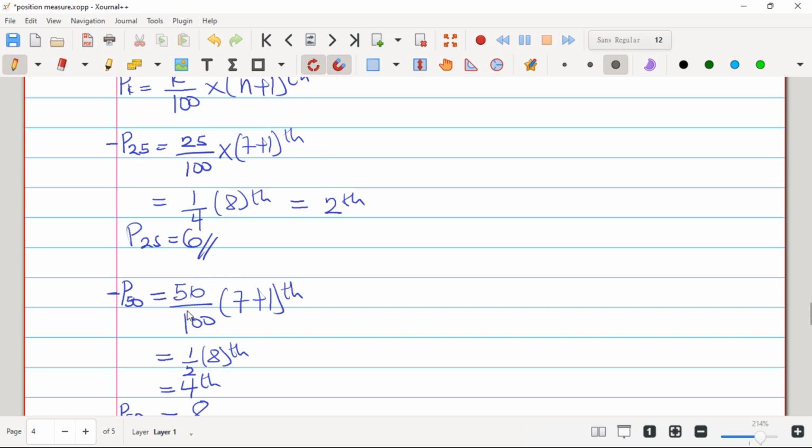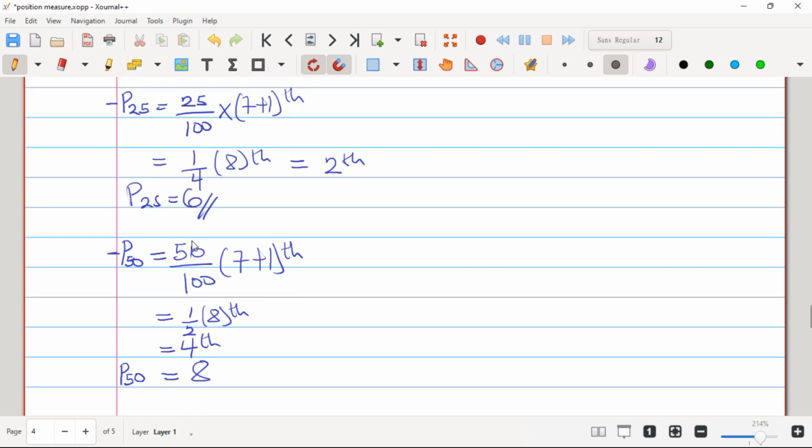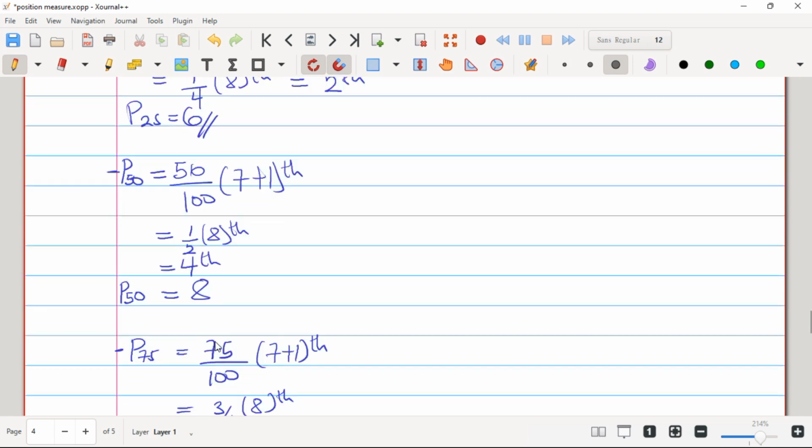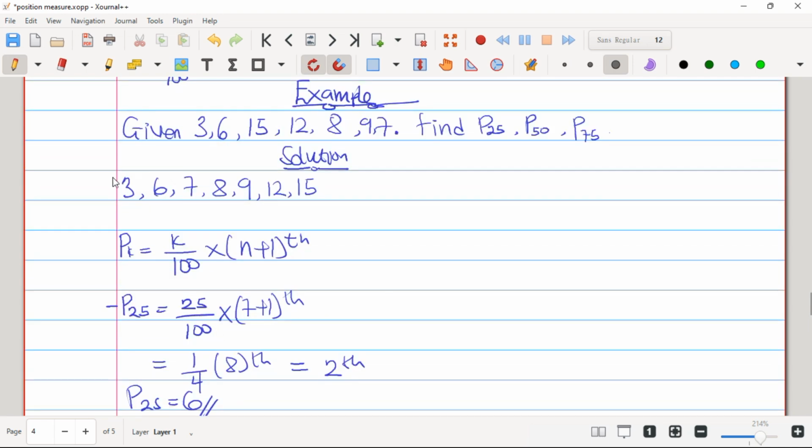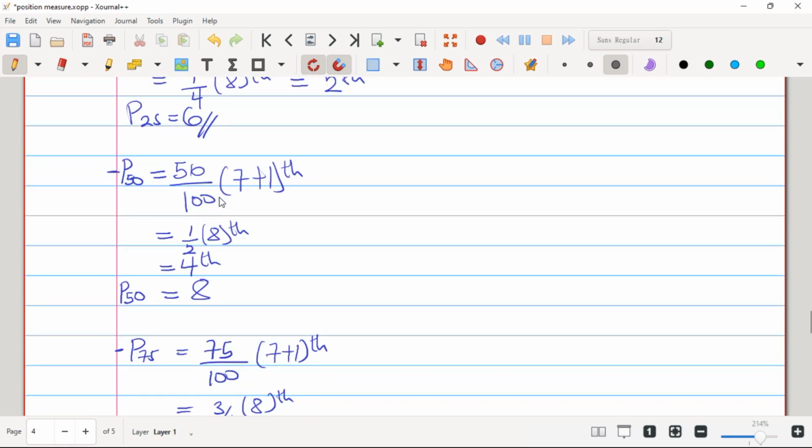So you are going to have 50 divided by 100 times 7 plus 1 position, right? So here 50 divided by 100 will be given as 1 divided by 2 times 8 position. We are going to get what? The 4th position, right? So we come to the list here and then just choose the 4th position, and the 4th position here is what? 8, right? So we get our 8.